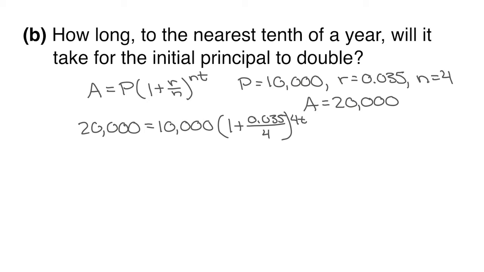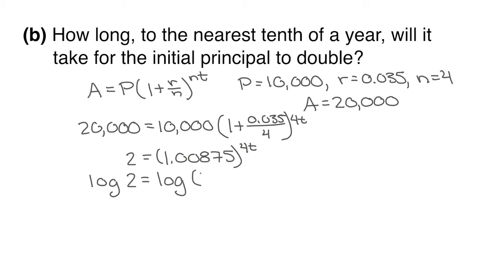Dividing both sides of the equation by 10,000, we get 2 is equal to 1.00875 raised to the 4t. Since t is in the exponent of our exponential expression, we are going to use the property that if x equals y, then log of x equals log of y. We'll use log of base 10, and we have log of 2 is equal to the log of 1.00875 raised to the 4t power.